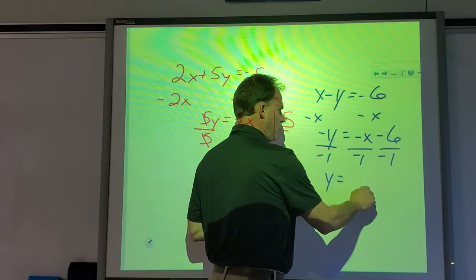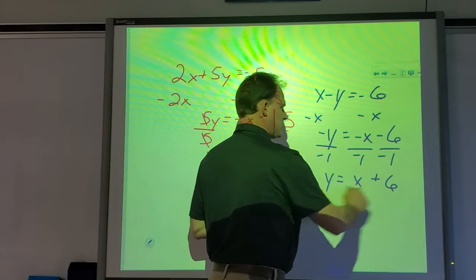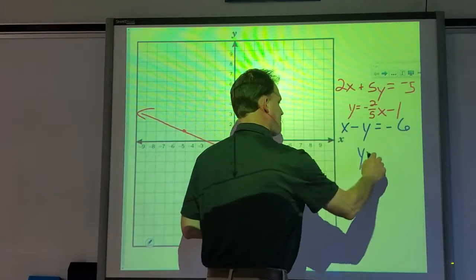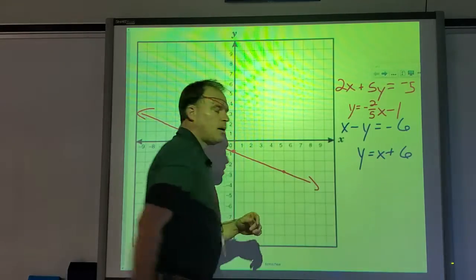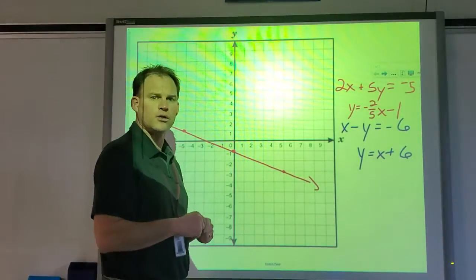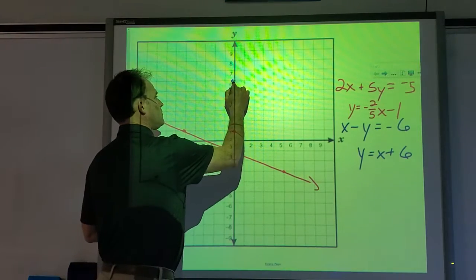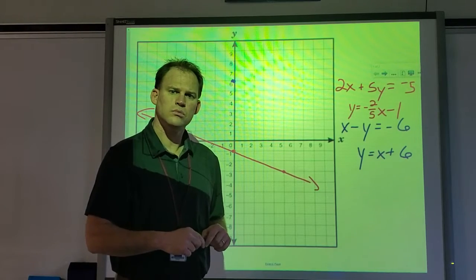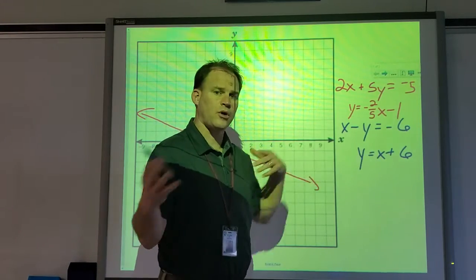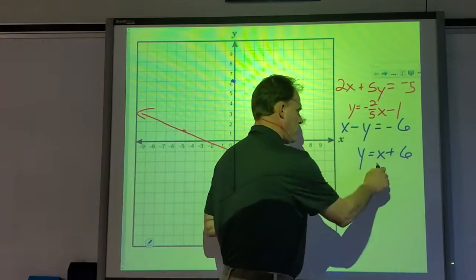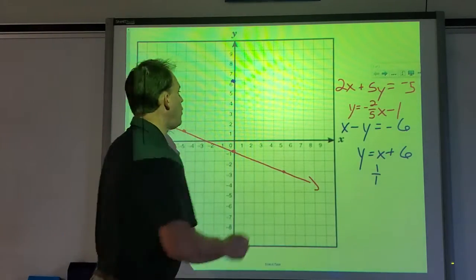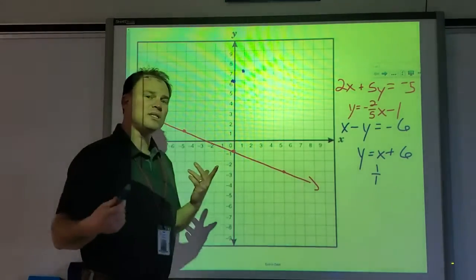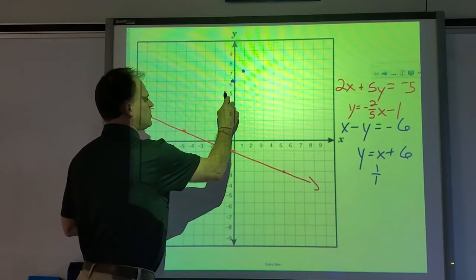Negative, negative is positive 1, so I don't need that. Positive 6. So now I have y equals 6. Now I have y equals 4. What's the y-intercept? What's the slope? So we don't see a number, but our slope has to be a fraction. So we know the invisible number is 1. So our slope is 1 over 1. That means up 1, right 1. So again, if I have a real steady hand, I'm probably going to put a couple dots here.